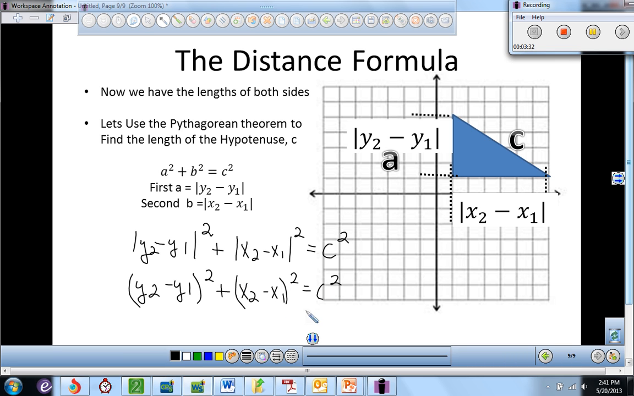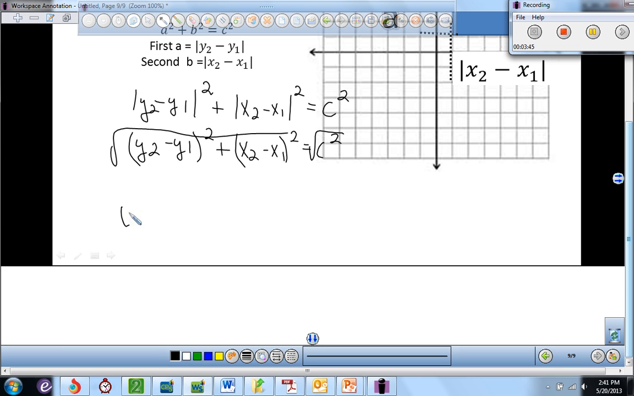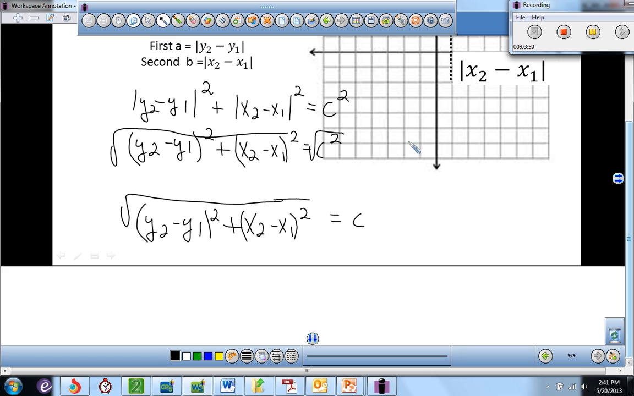Okay, and then we're almost done here. Now remembering that to undo the square, we take the square root of both sides. So what we end up with is the square root of y2 minus y1 squared plus x2 minus x1 squared, is equal to c. Now that would be for this triangle, but with a distance formula, we usually denote this with d, so this would be changed to d. So this would be our distance formula.